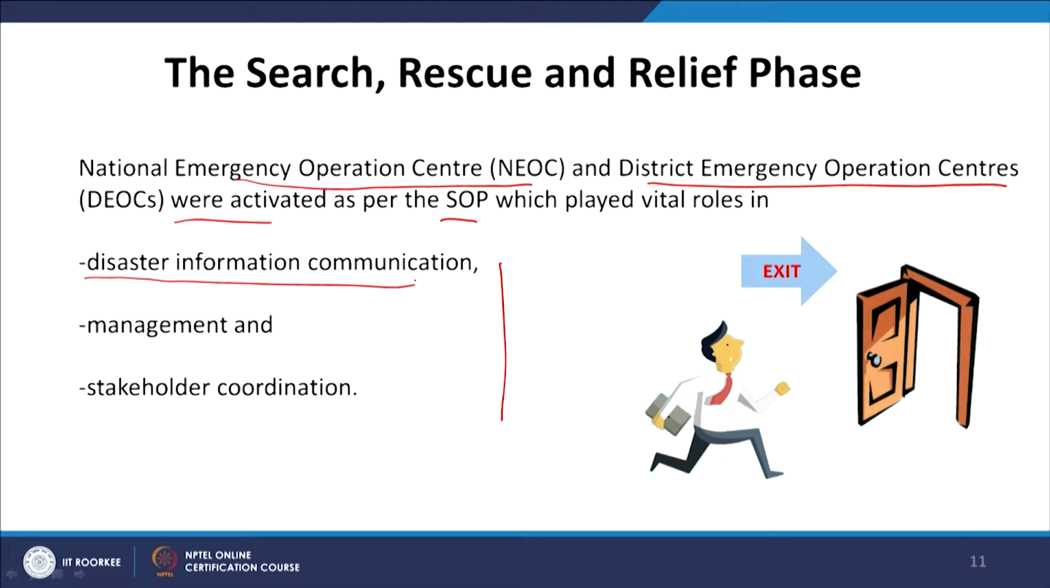It focuses on disaster information communication, how from the national level to the local level that communication has to be set up, the management, and also how different agencies have to coordinate. That is the stakeholder coordination. During this process, the government tried to adopt a kind of single door entry, because they have to channel all the funding mechanisms, all the NGOs, and all the relief operations. So that is a kind of one door exit option.